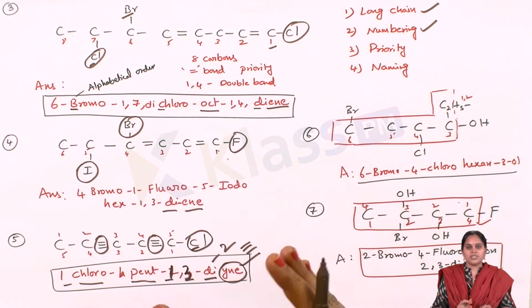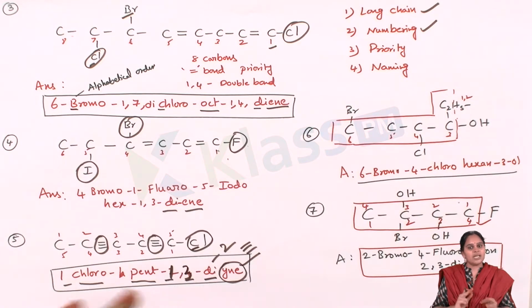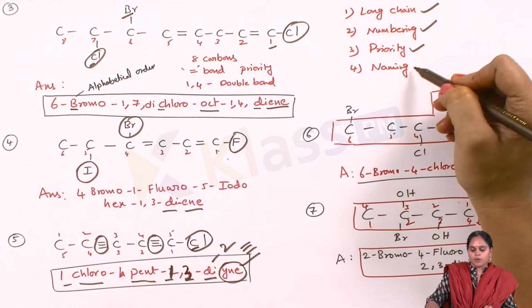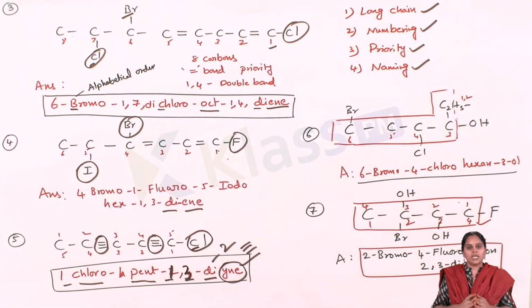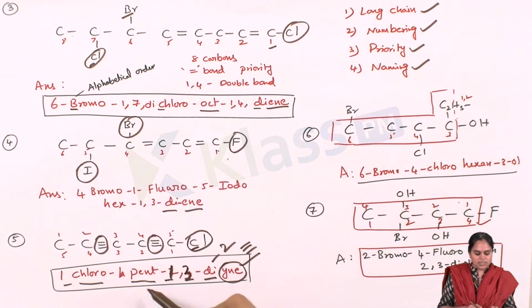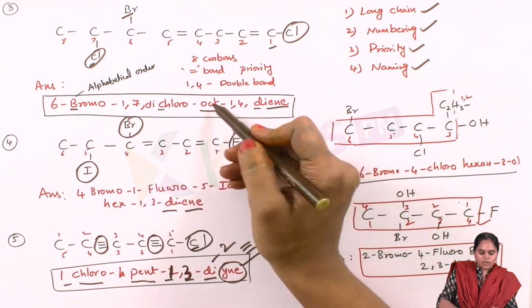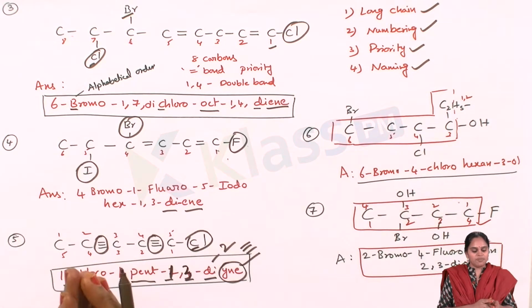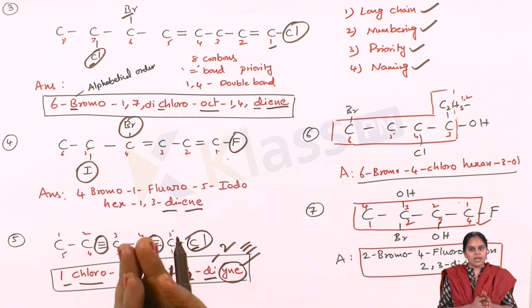If an alcohol group is there, that one is first priority, then halogens, then alkyl groups. Then after giving priority, go for the naming convention. While giving the name, you have to follow alphabetical order. You can say that pent or oct, all these are root words, and there are prefix and suffix. While adding the prefix, you have to give the first number.